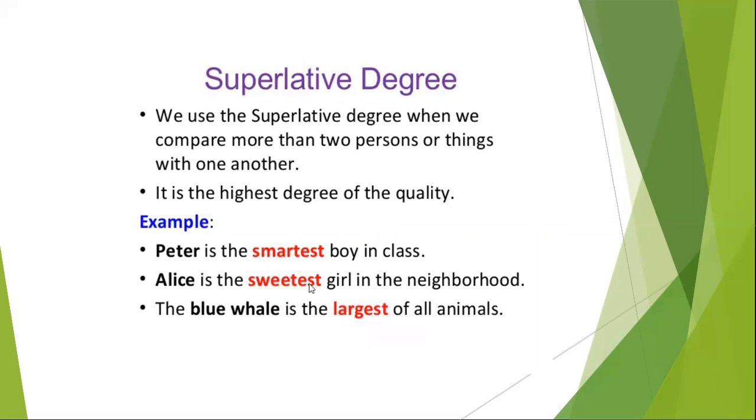Then Alice is the sweetest girl in the neighborhood. The blue whale is the largest of all animals. So superlative degree means when we compare more than two persons or things with one another, and it is the highest degree of the quality. While writing in superlative, we should add st. While writing in comparative, we should add er. So likewise in superlative, we should add est.